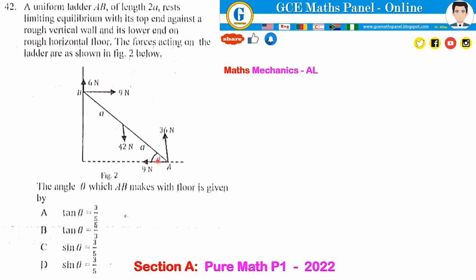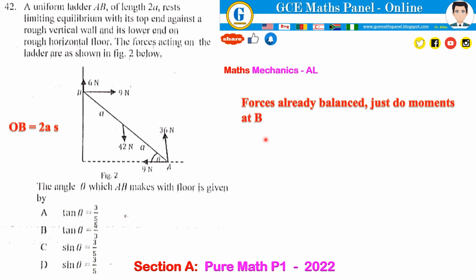we just need to take moments. And where do we take the moments? Should we take the moments where we are looking for the theta, at A or at B? Normally we can take the moment at A or at B, but it might be easier to take it at A, where the theta is found. So the forces are already in equilibrium. What you just need now is to take the moment at a given point. Let's take moments at A.